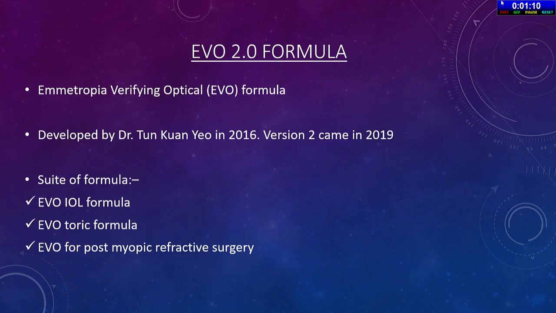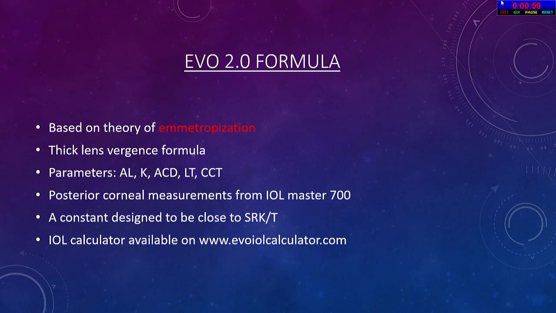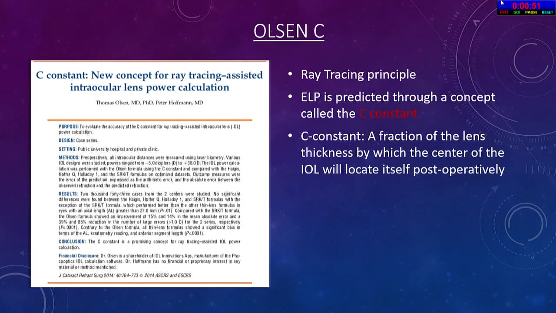There is another formula, the Olsen C formula. It was included in the 4th generation formulas, but a newer variation in this formula is predicting the effective lens position using the concept of C constant. So C constant is a fraction of the lens thickness by which the center of the lens will rotate itself postoperatively.